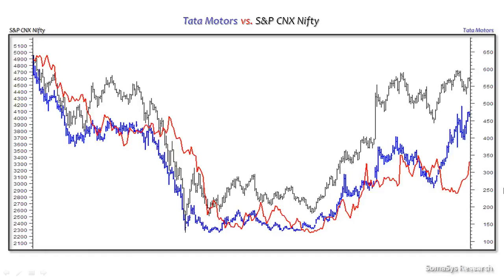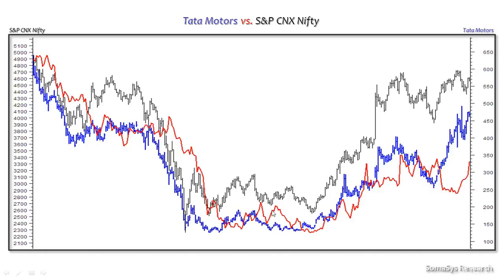Now we have this bar chart of Tata Motors in blue and Nifty is in black. Now this red line that you see is relative strength comparative. This RSC is derived when first security price is divided by base security price, that is, price of Tata Motors divided by Nifty index value.